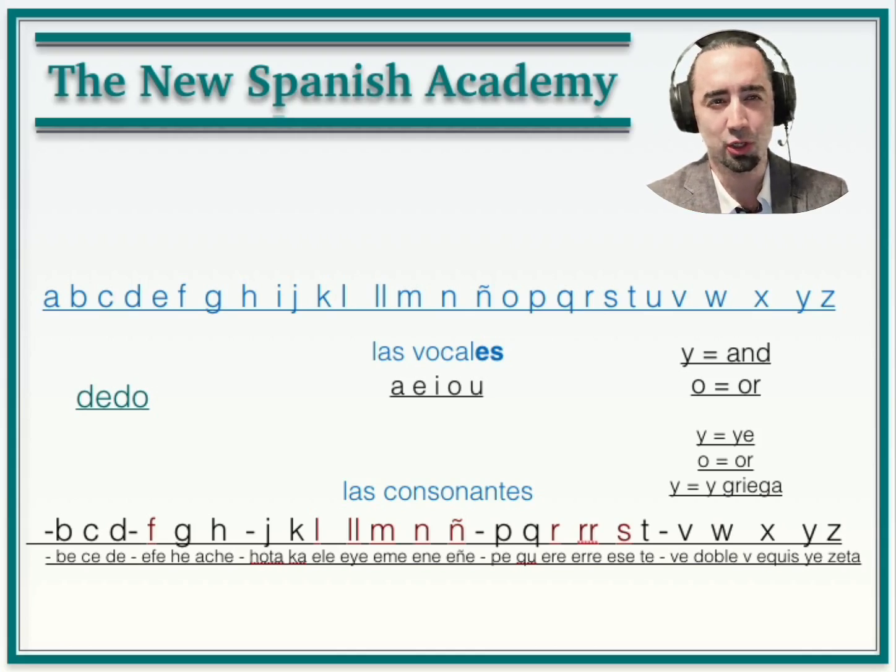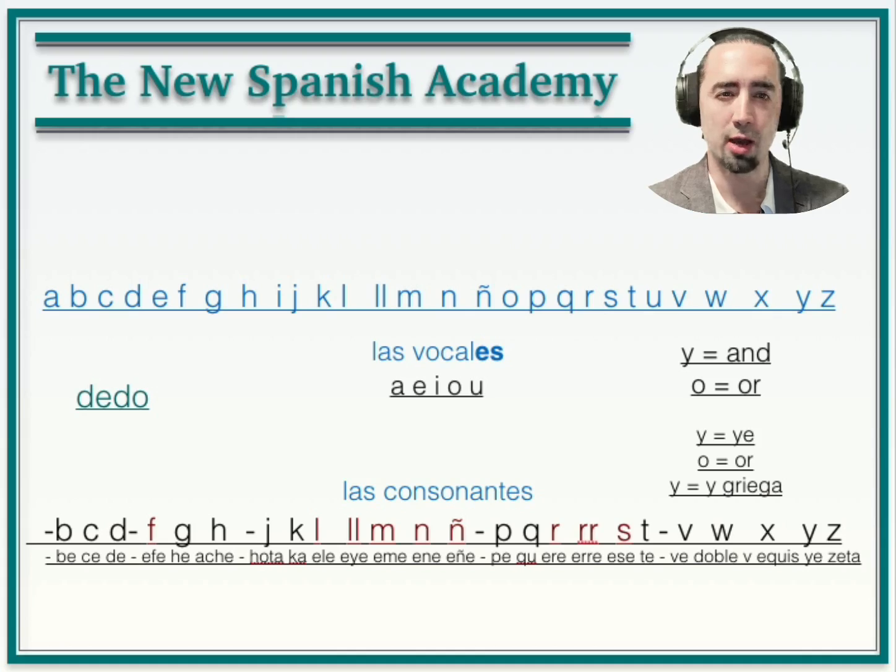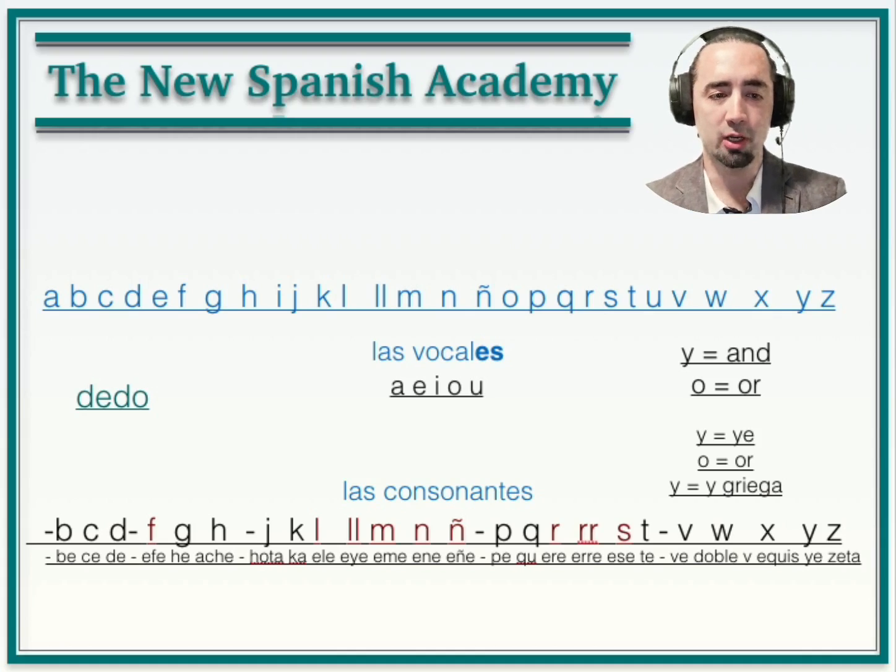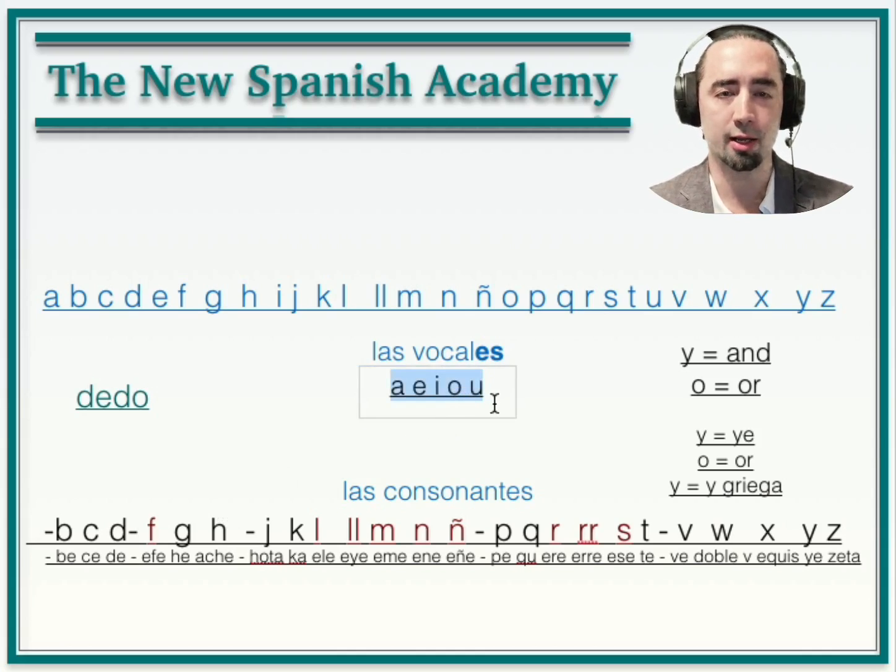So that's just a little point for you to have an idea of why we should not make mistakes like this. And we're going to start by looking at the vowels, all right? Now the Spanish vowels are A, E, I, O, U. A, E, I, O, U.